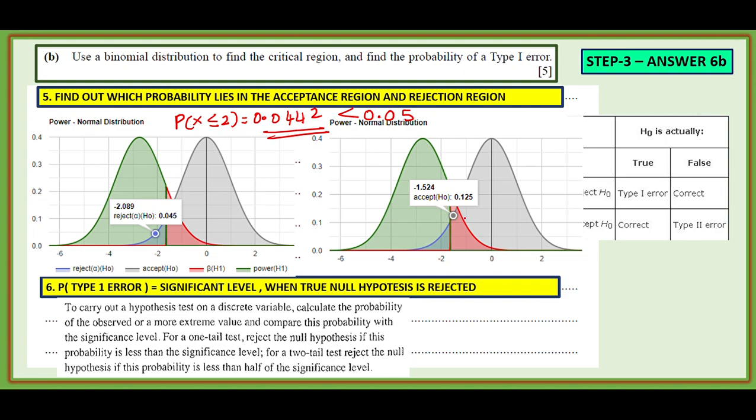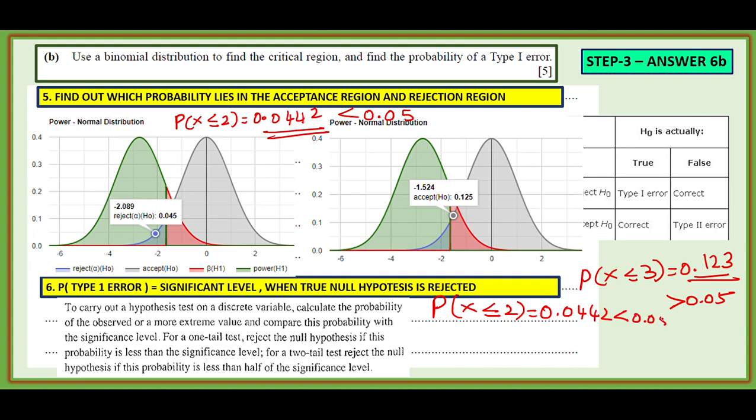When you look at the probability of x less than or equal to 3, it is nothing but 0.123, which is greater than 0.05. That means the probability of x less than or equal to 3 is in the acceptance region, or H naught is not rejected. Okay, and the probability of type 1 error is for x less than or equal to 2, which is 0.0442, which is less than 0.05.